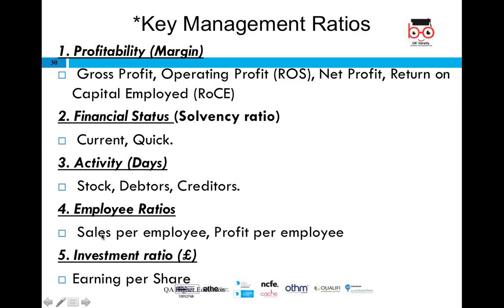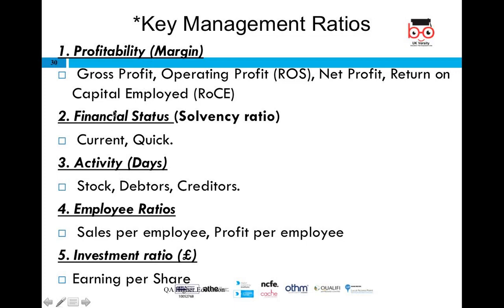Then you can also see the sales per employee, and these figures you need to take from the HR department, the employees, and then when you divide sales by employees, you get the sales per employee, and profit per employee. When you have the per share price, you can work out the EPS, earnings per share, and it's always measured in pence per share. So these are the key management ratios.